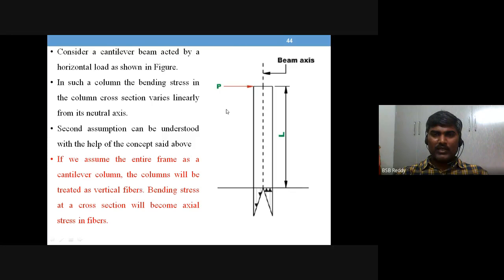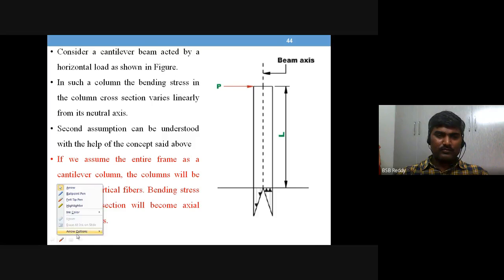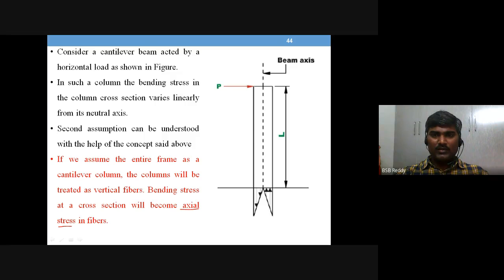Right, so the second assumption is telling you about the axial stress in the column. Imagine that this is a building frame and this line is a column. So what you have on this line is some stress acting here.